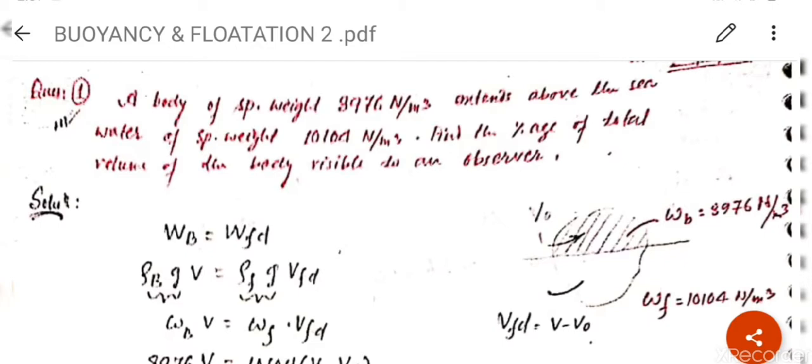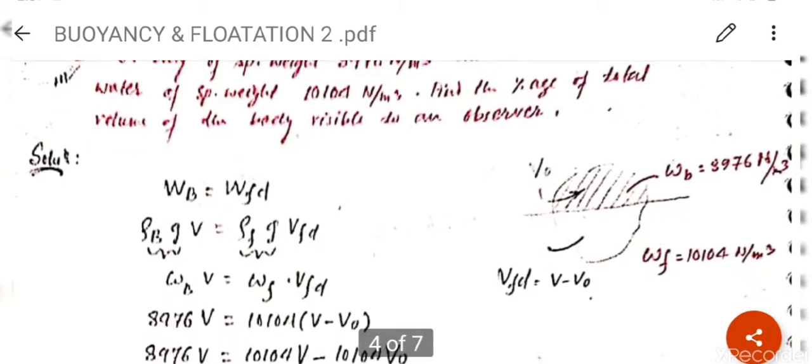A body of specific weight 8976 Newton per meter cube floats in sea water of specific weight 10104 Newton per meter cube. Find the percentage of total volume of the body visible to an observer. So see the body. This is the body. Some part of it is inside the water, some part is above the water, which is visible to the observer. So the question is asking what percentage of the body is visible to the observer.